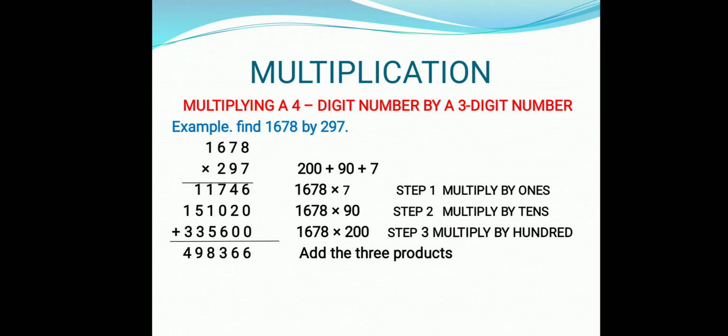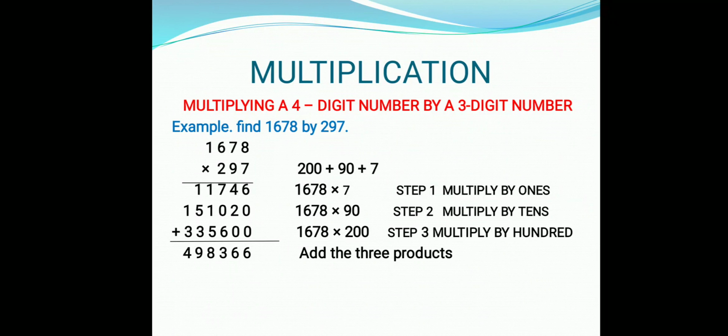Step 2. We will multiply the tens column. So, put a 0 in ones column first. 9 into 8 is equal to 72. 2 will be written in tens column and 7 carried over. 9 into 7 is equal to 63. Add 7 which was carried over. The sum becomes 70. 0 will be written in hundreds column and 7 shall be carried over.